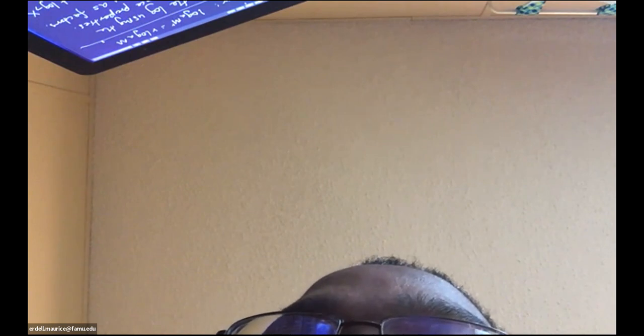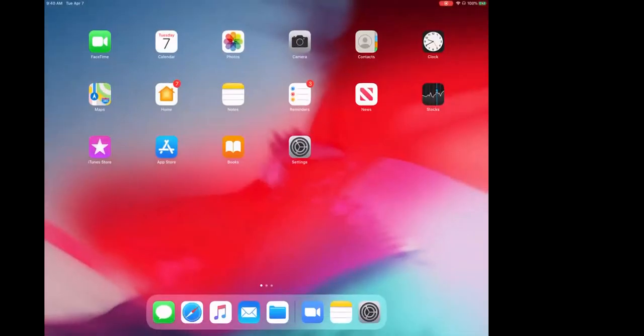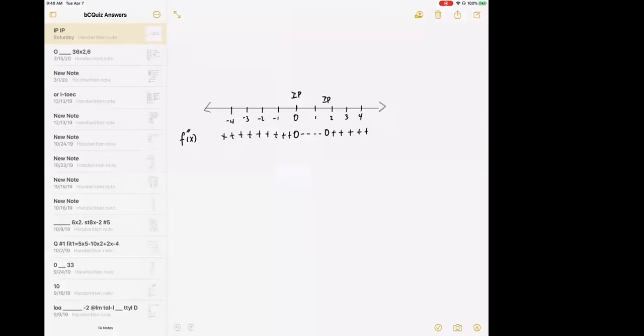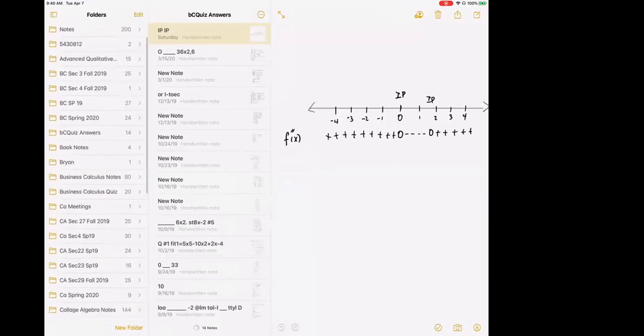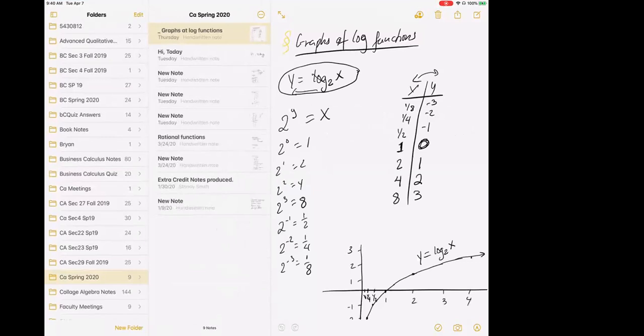Is there a way? I don't know. I'm thinking. Is there a way? Is there a way? College algebra in 2020.